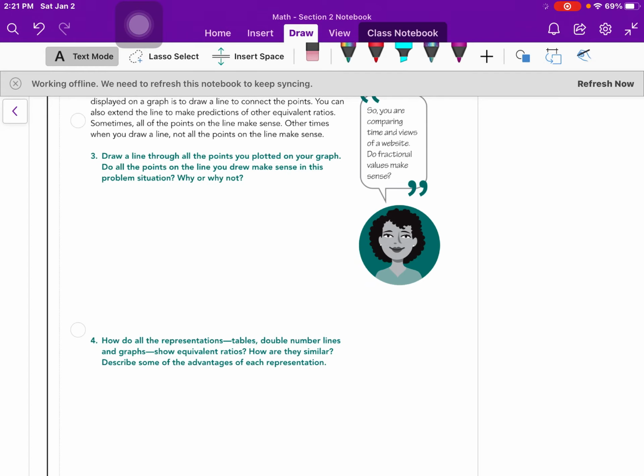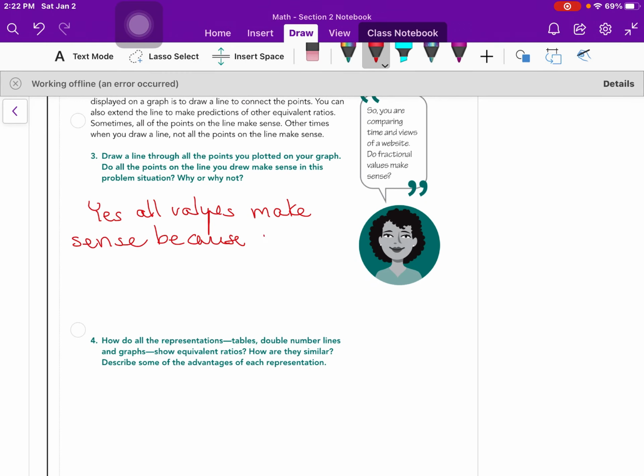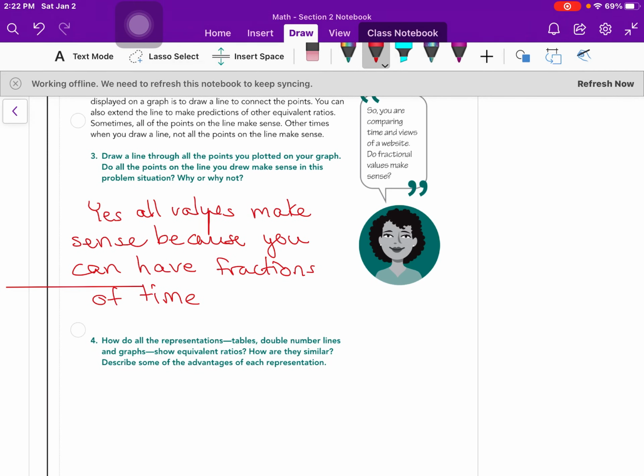All right, hopefully you came up with an idea that, yes, all values make sense because you can have fractions of time, meaning you can have a half hour or 3/4 of an hour. And so therefore, yes, we can have partial amount of views during that fractional amount of time. So yes, it most definitely makes sense.